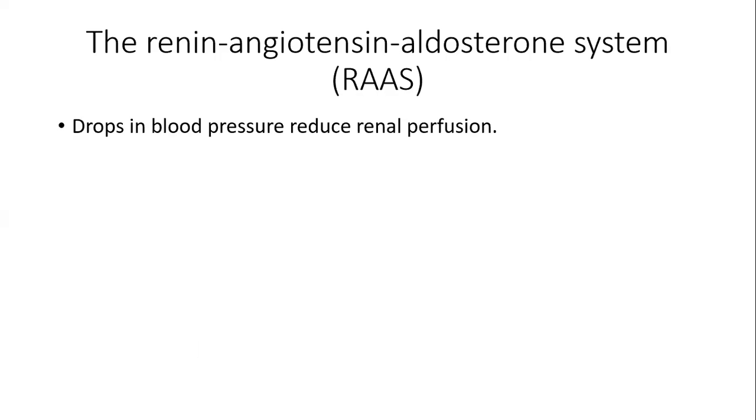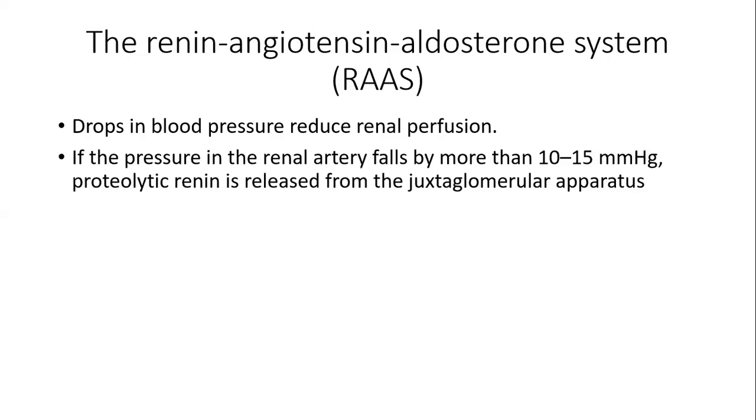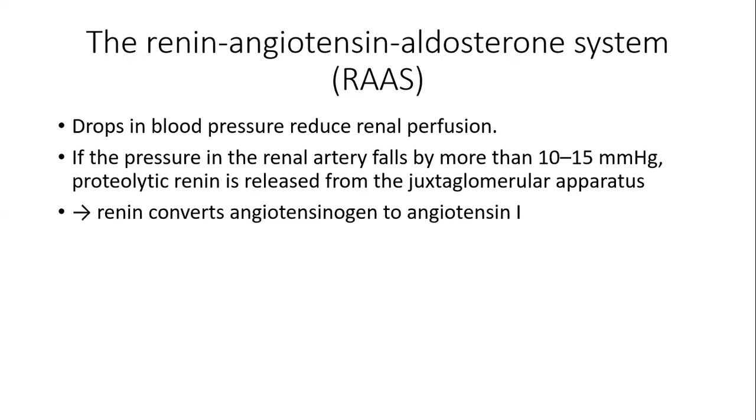So a drop in blood pressure essentially reflects decreased effective circulating volume. And effective circulating volume is the volume that is effectively perfusing the tissue. One of the tissues is the renal tissue. So a drop in blood pressure reduces renal perfusion. And if the pressure in the renal artery falls by more than 10 to 15 mmHg, proteolytic renin is released from the juxtaglomerular apparatus.